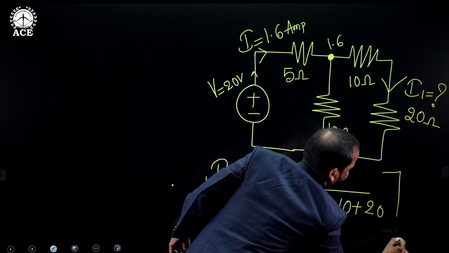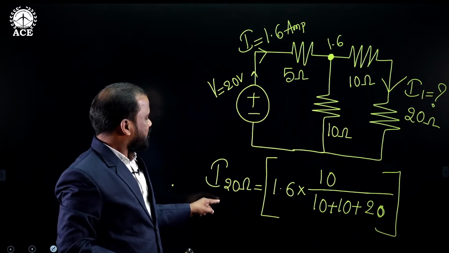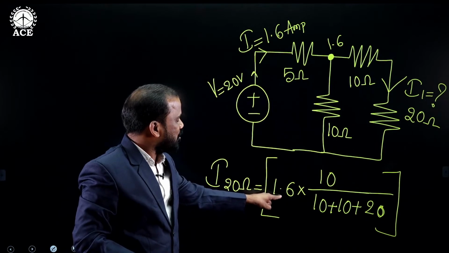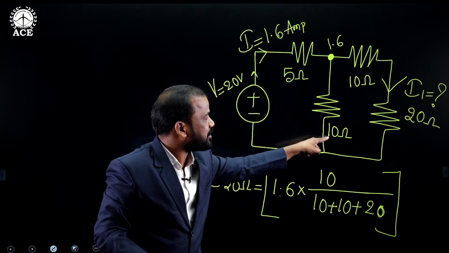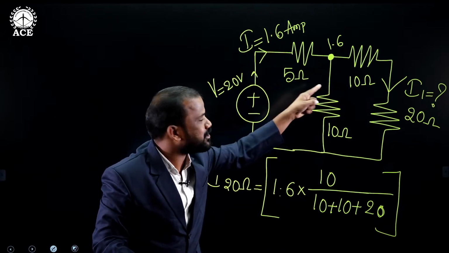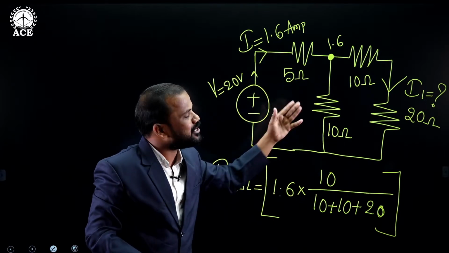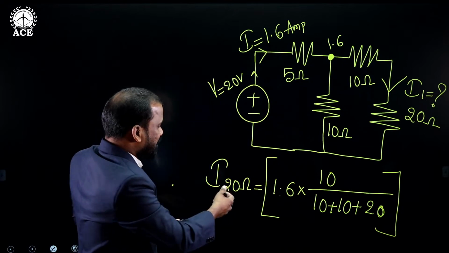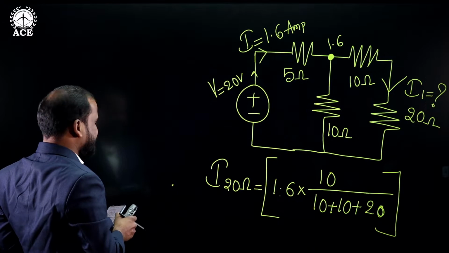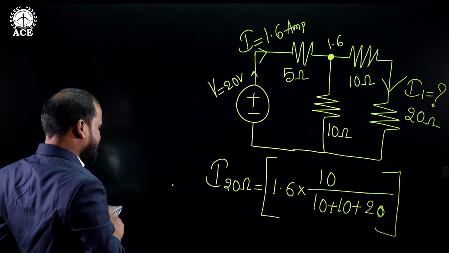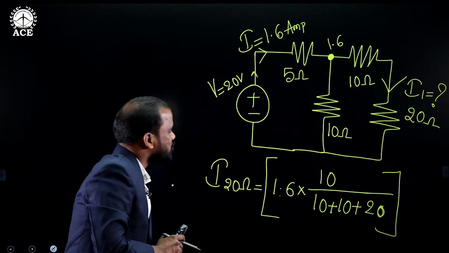20. So see here, as per the current division rule, the total current available at the junction point, that is 1.6, into the opposite resistance, that is 10, because we are calculating the value of current in the 20 ohms, divided by the sum of all the resistances available in the individual branches. Now by simplifying this, how much current are you getting? 1.6 into 10 divided by 40. By simplifying this, you will get 0.4.